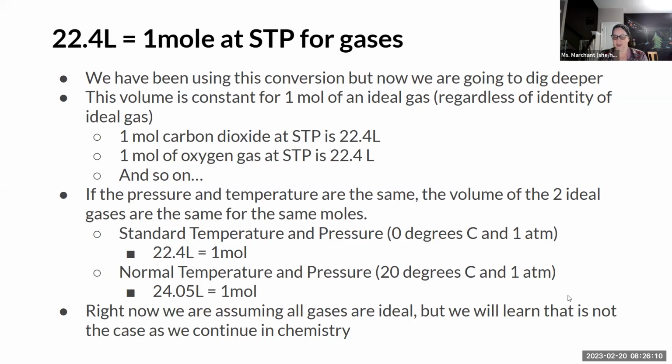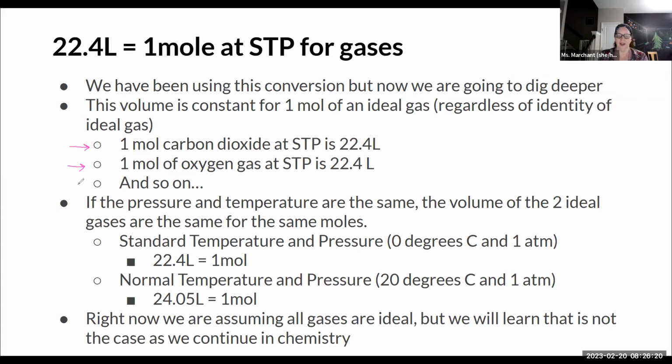So we're reviewing to make sure 1 mole of carbon dioxide at STP is 22.4 liters. 1 mole of oxygen gas at STP is 22.4 liters. 1 mole of chlorine gas at STP is 22.4 liters because we are at the same temperature and pressure. So it is going to fill up the same amount of space.